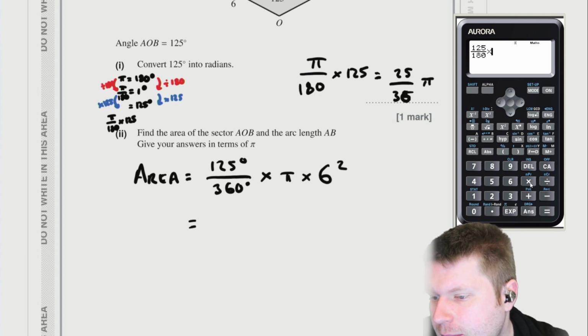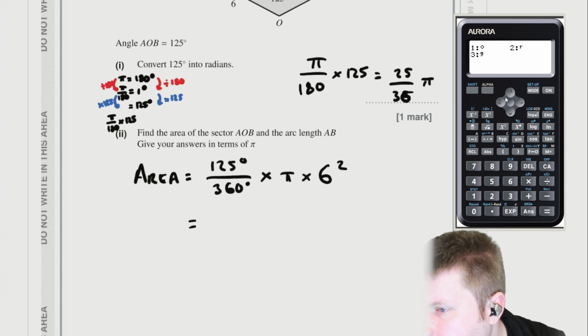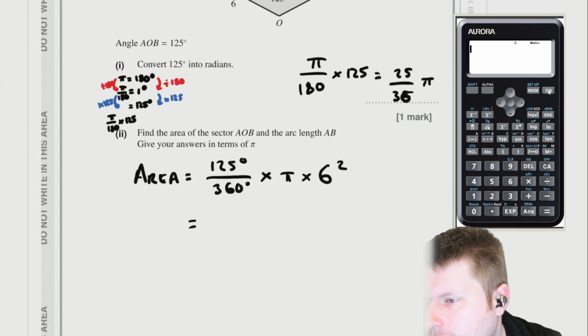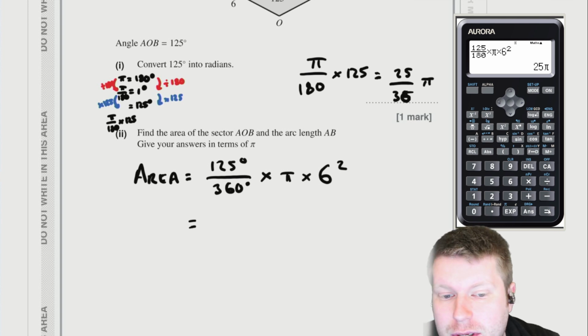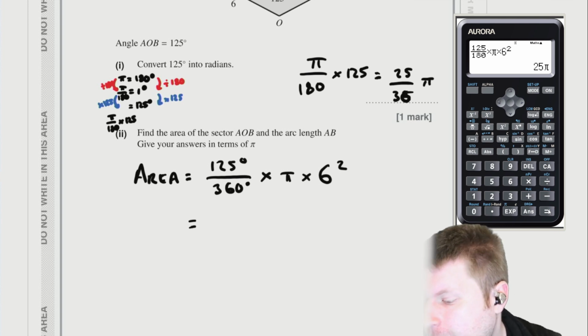and then I go times, and then I need pi again, so I'm going to go shift and pi. Oops, I didn't mean to press that, so I'll just go back. Let's go 125 over 180 times by, and then I need pi, so it's going to be shift and then this button, so I pressed the wrong button before. And then I'm going to times this by 6 squared, so 6 squared there. And then your calculator will simplify this down nicely for you.